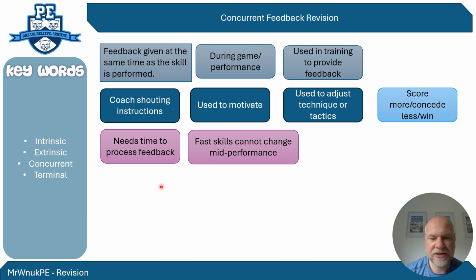Key thing is it needs time to process the feedback, so fast skills that can't change mid-performance, it's not very good for. So the example I was talking about earlier is a gymnastics vault, where a coach can't shout in the middle of their vault what they need to do to change because the movement pattern has started, it's too quick for any changes to happen. It's best to let it happen and then give feedback afterwards.